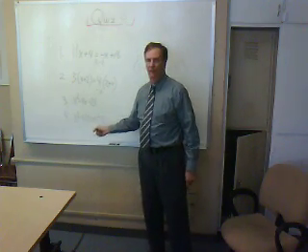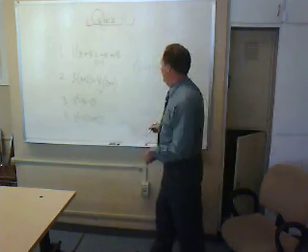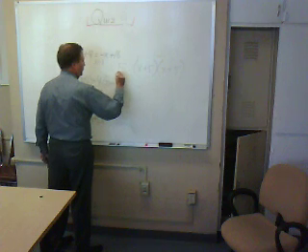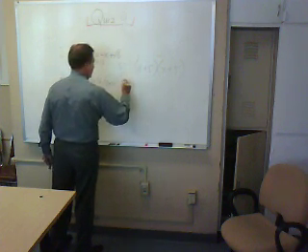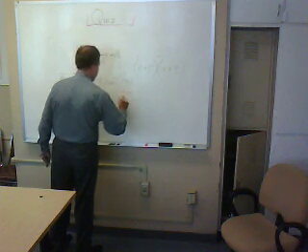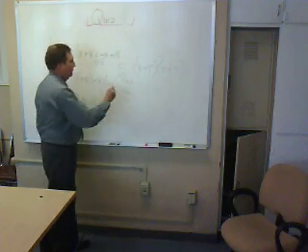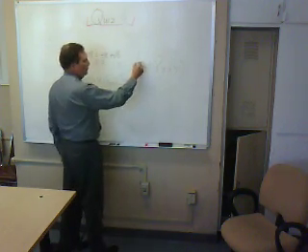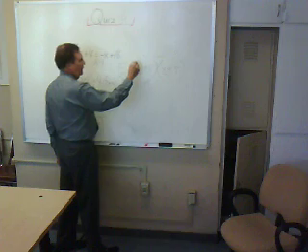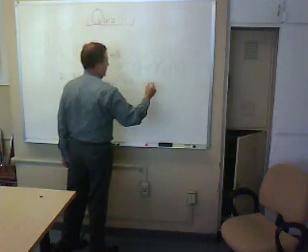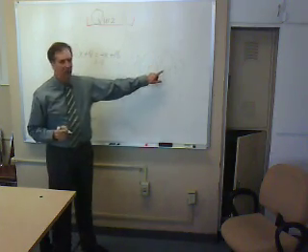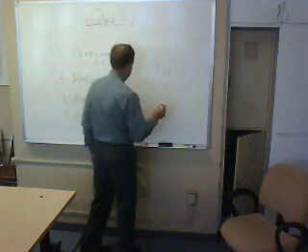We remember FOIL. F-O-I-L. First, outside, inside, last. First, we're going to multiply the first number over here times the first number here. I get x squared. Outside. Here's the outside. There's the outside. 5 times x is 5x. Inside. 5 times x is 5x. Last. Okay? Last would be the 5 times the 5 is a 25.